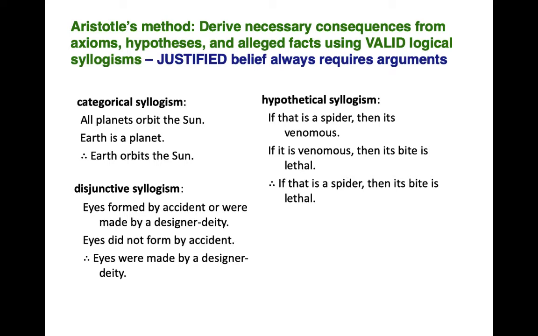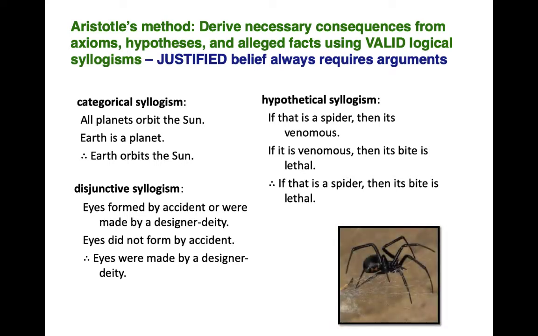Hypothetical syllogism is called this because it uses hypothetical claims, if-then claims, to generate another claim, namely another hypothetical claim. Consider the reasoning here. If that is a spider, then it's venomous. Another way of saying this is that all spiders are venomous. If it's venomous, then its bite is lethal. So we may conclude necessarily that if that's a spider, then its bite is lethal.